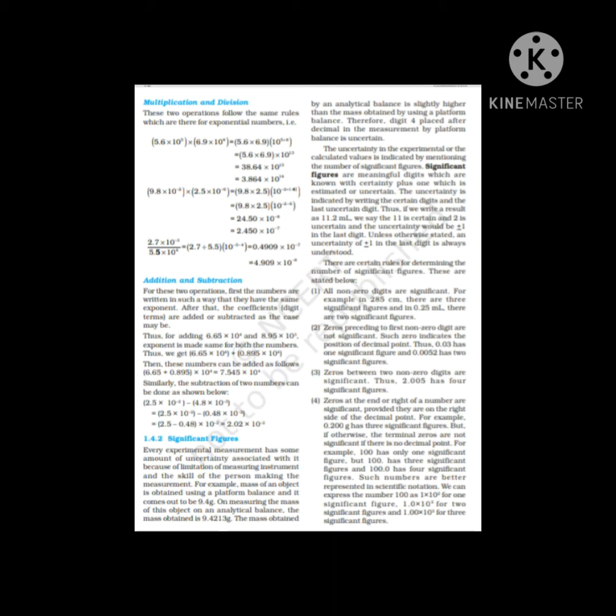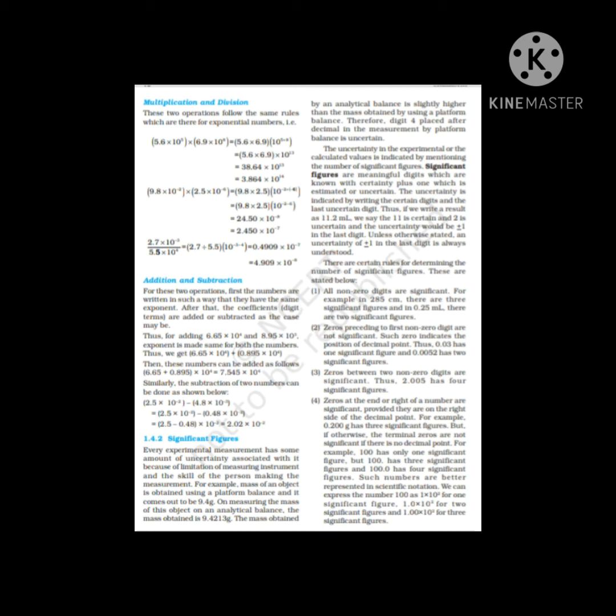The mass obtained by an analytical balance is slightly higher than the mass obtained by using a platform balance. Therefore, the digit 4 placed after the decimal in the measurement by platform balance is uncertain. The uncertainty in the experimental or calculated value is indicated by mentioning the number of significant figures. The significant figures are meaningful digits which are known with certainty plus one, which is estimated or uncertain. The uncertainty is indicated by writing the certain digits and the last uncertain digit.